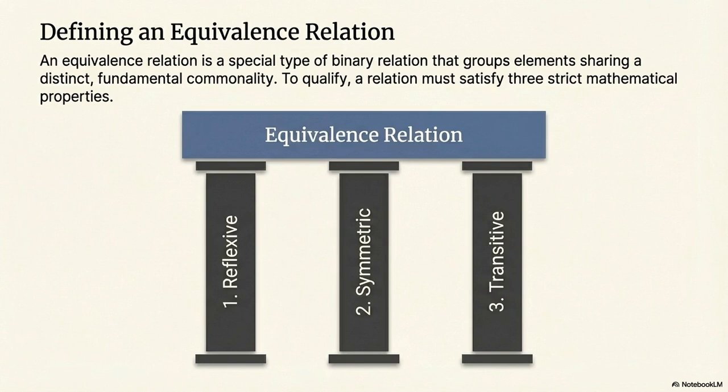Conceptually, these three conditions enforce consistency in how sameness behaves. Reflexive says each element matches itself, symmetric says matching is mutual, and transitive says matching chains together coherently. Together, they produce the exact logic needed for stable grouping.